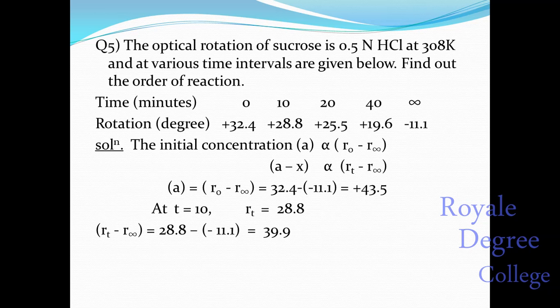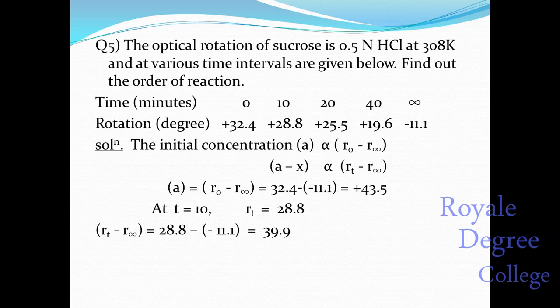Now we'll see the fifth problem, girls. The optical rotation of sucrose is 0.5 N Pascal at 308 Kelvin, and at various time intervals are given below. Find out the order of reaction. Here also we don't know the order of reaction. We are going to find out the order of reaction.